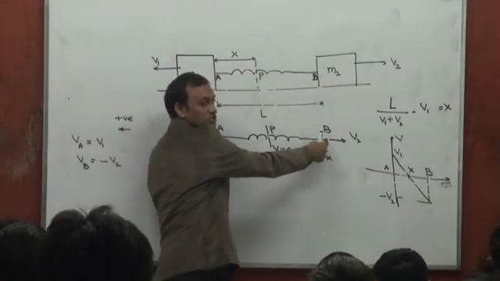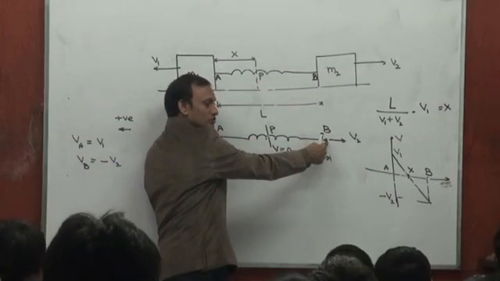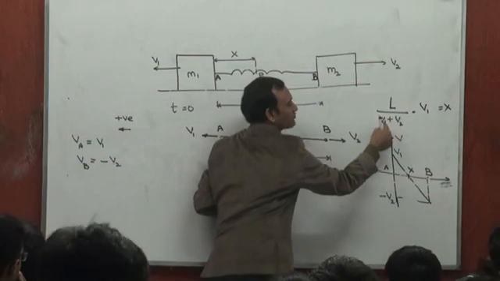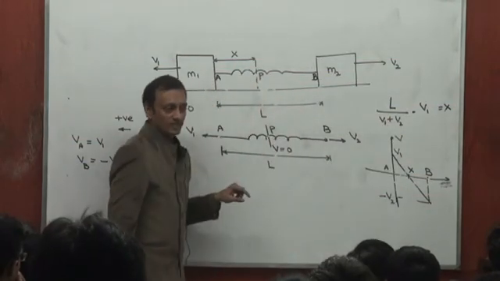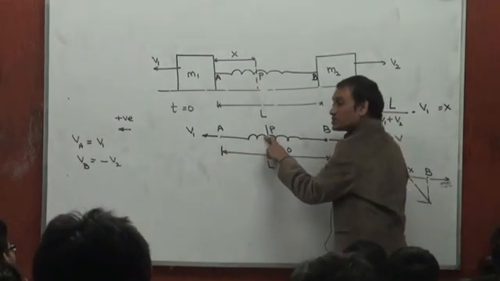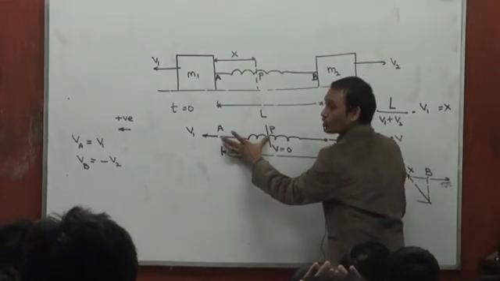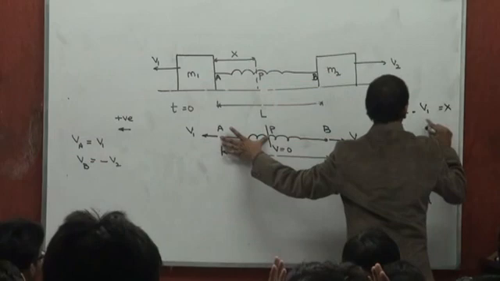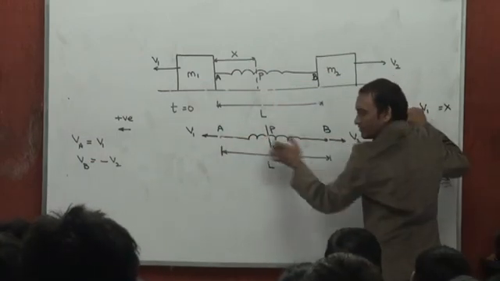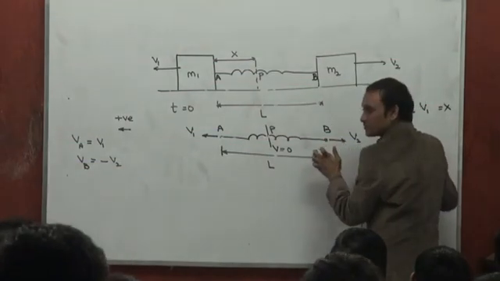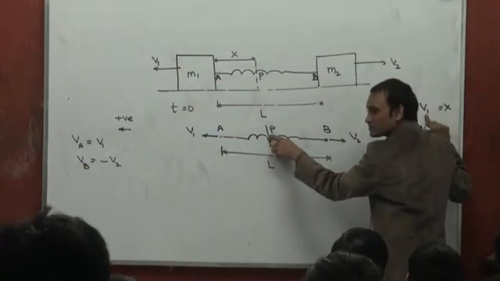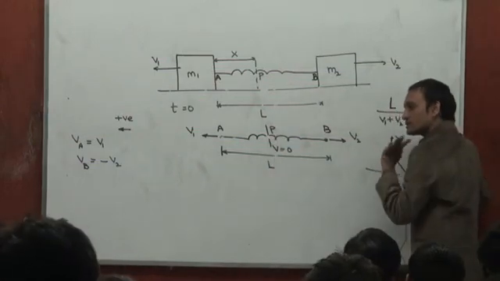What's the change in velocity from A to B? V1 plus V2. And L is the distance you will have to travel for a change in velocity V1 plus V2. So what's the distance that you will have to travel for a change in velocity v1? Distance traveled is L for a change v1 plus v2. So for a change in velocity v1, you will have to travel this much distance. So this is x.